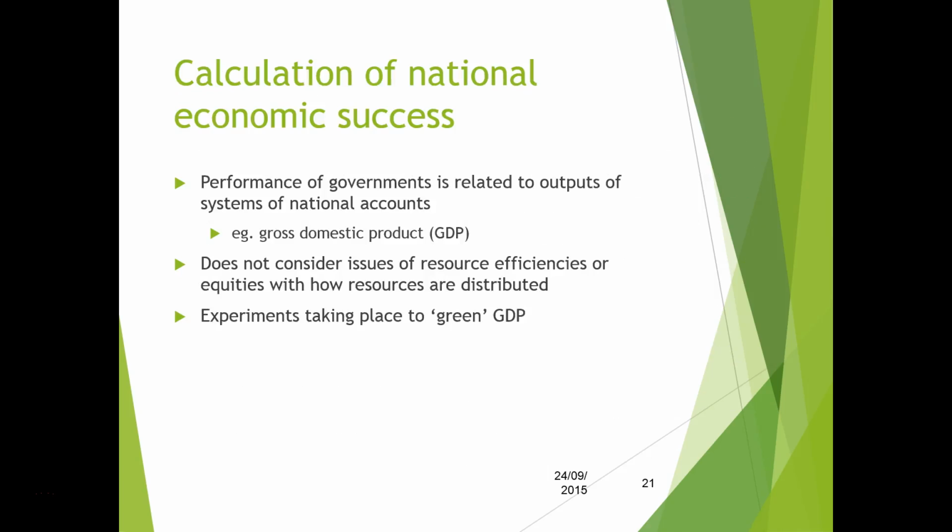Also tied into the whole issue of social and environmental reporting is how we report on the performance of governments. So it's reported through the outputs of the systems of national accounts. So we've got our GDP, a figure we'd all be familiar with, which doesn't consider issues of resource efficiencies or equities with how resources are distributed. So experiments are taking place to green the GDP, to actually incorporate some of these issues in the GDP.